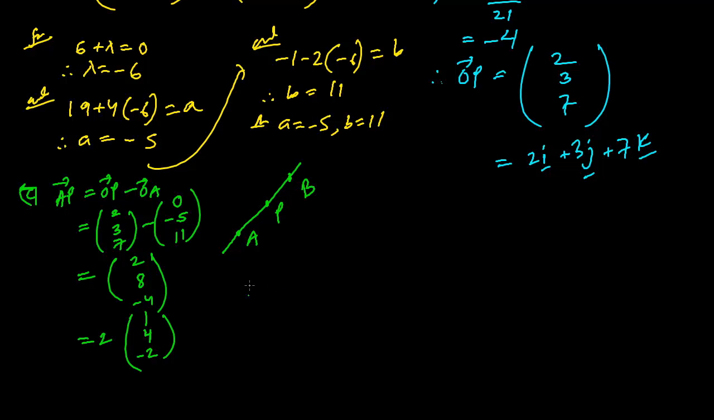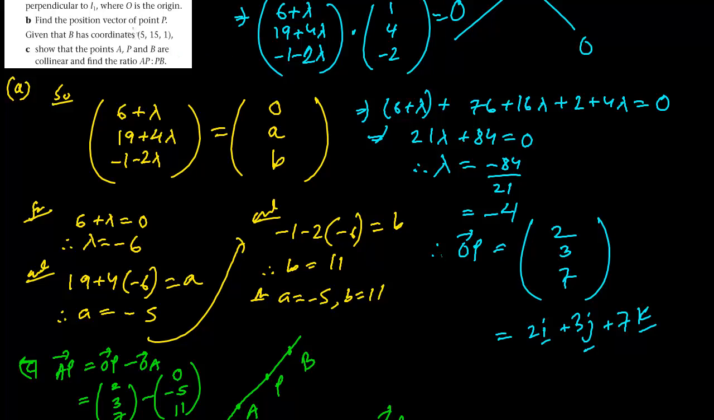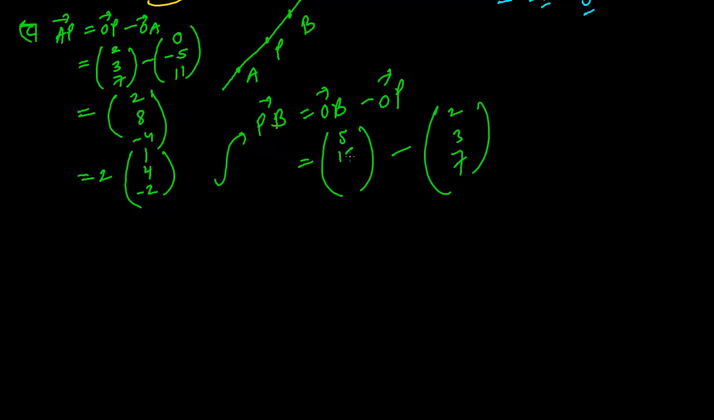Now we have to find PB. So PB vector is OB minus OP. So OP we know is (2, 3, 7). What is OB? Do we know this? It's (5, 15, 1). So 5 minus 2 is 3, 15 minus 3 is 12, 1 minus 7 is minus 6. So if we take 3 common, it would be (1, 4, minus 2). Now notice they have the same direction vector.